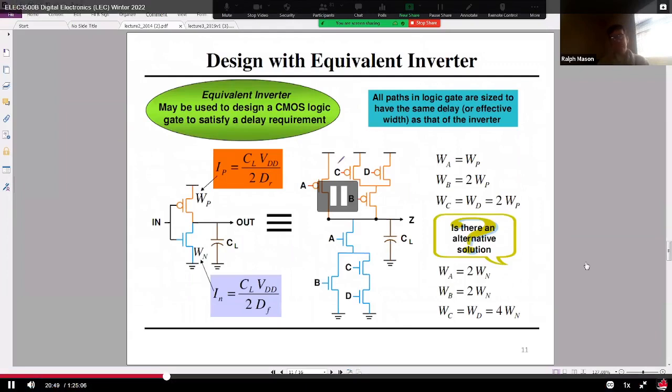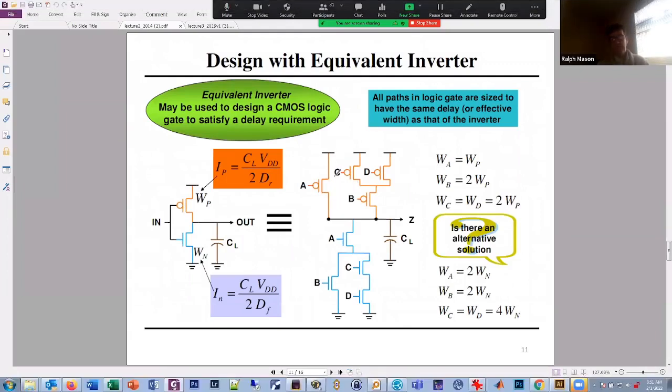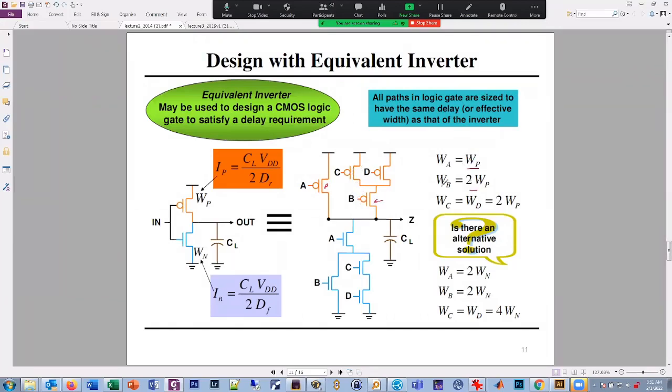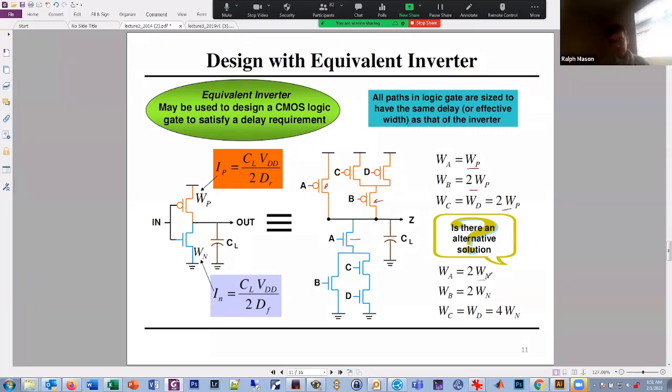Yeah, so basically this slide is just going through all this analysis we did. We want to make all the logic path gate sizes have the same delay. So we make WA here, WP, WB, that's this one, 2WP, and C and D, 2WP, which we did the analysis for, and then WA down here, we made it 2WN, C and D, we made 4WN, and B, we made 2WN. So this is just showing the analysis I did to give all the paths the same effective delay. Any questions about that?